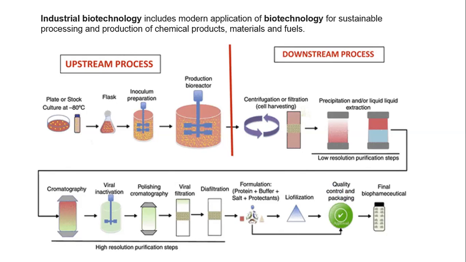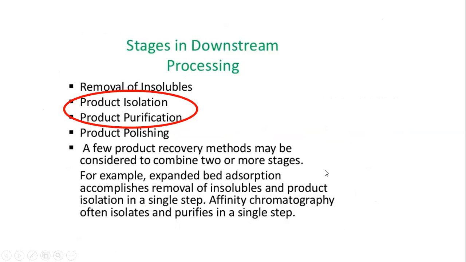and human society. So in the previous classes, I have also told you that product isolation and purification are the main two stages used in downstream processing. In this class, I am going to discuss this purification process.